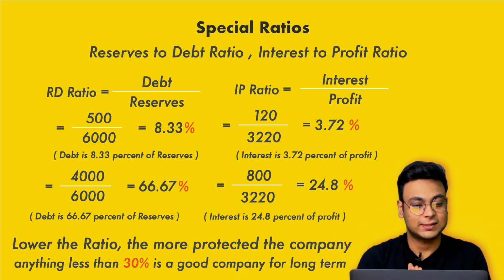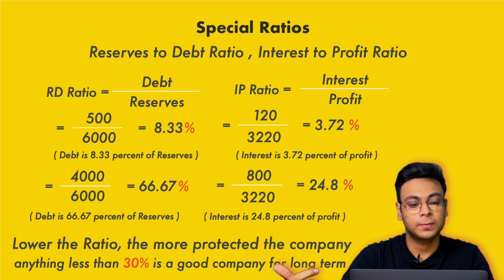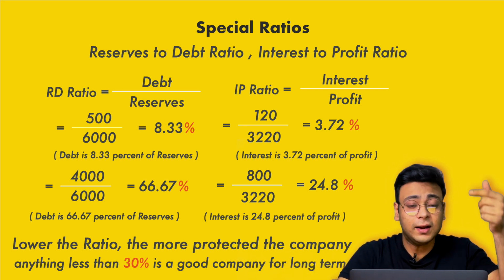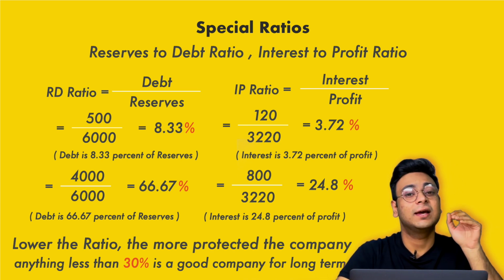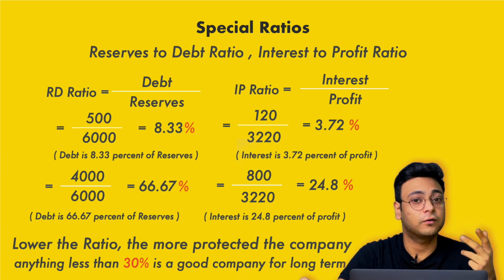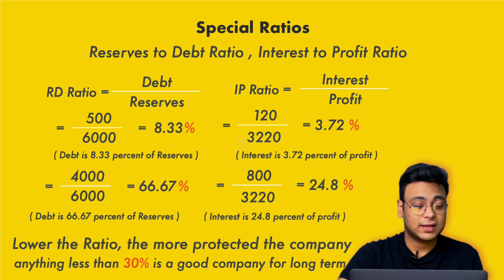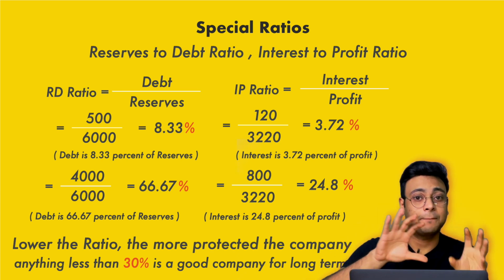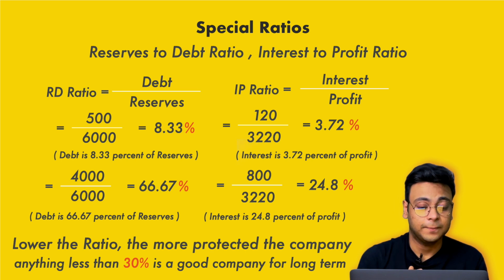Now let me give you the example over here. Let's say the company's reserve to debt ratio is calculated by the formula debt on the top, reserves on the bottom. Now let's say the company's debt is 500 crores and reserves is 6,000 crores. So if we do a division, we get 8.33%. So this ratio is telling us that only 8.33% of debt is a part of the company's reserves. So this would be a good sign.